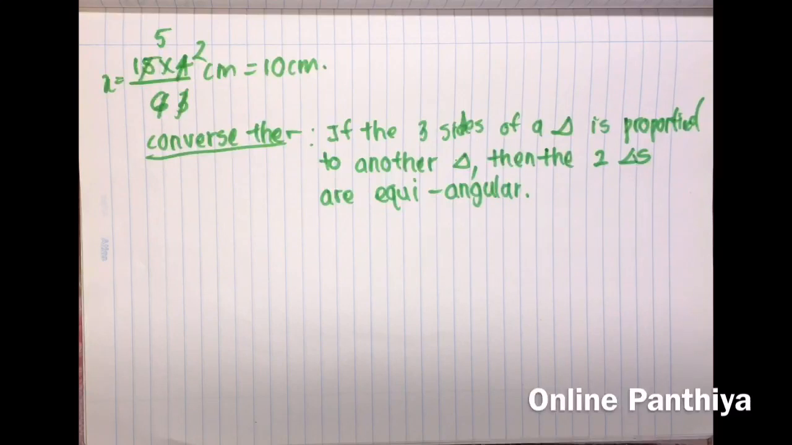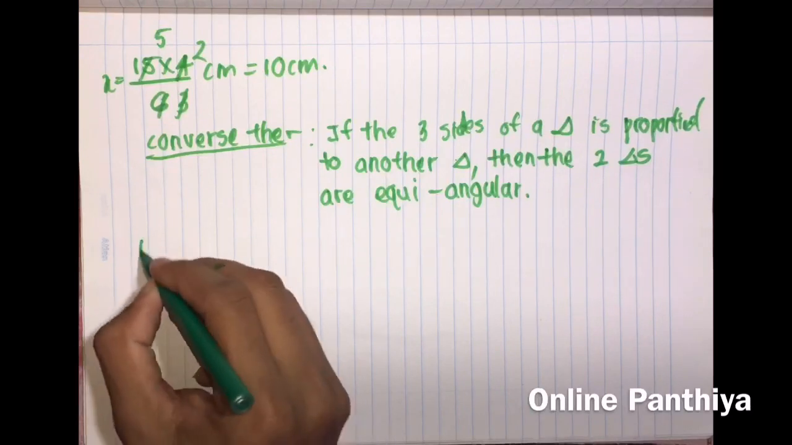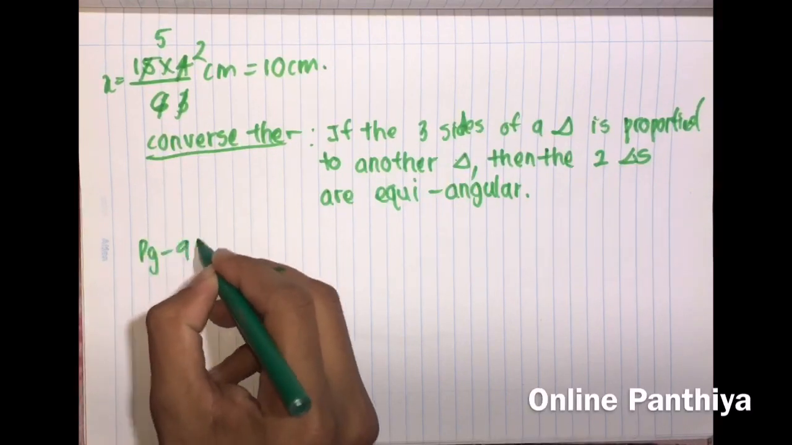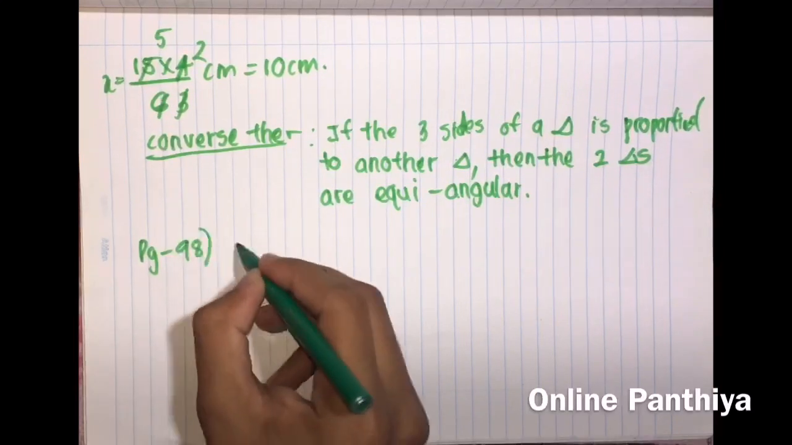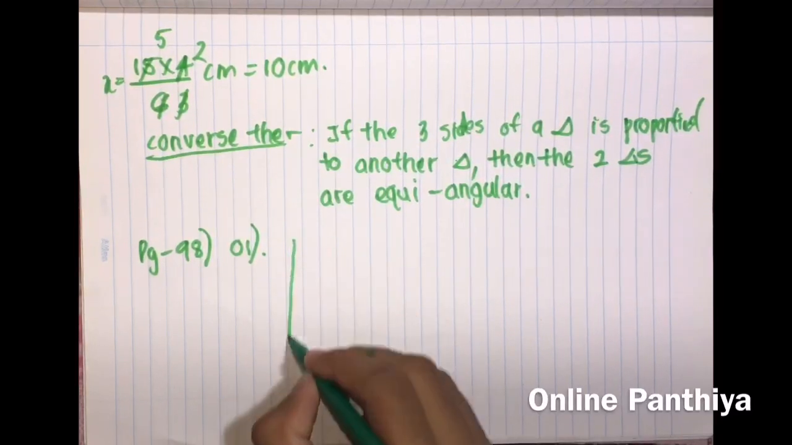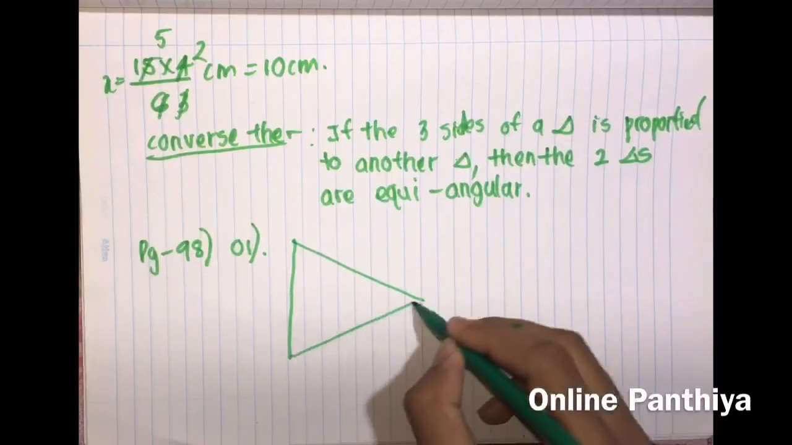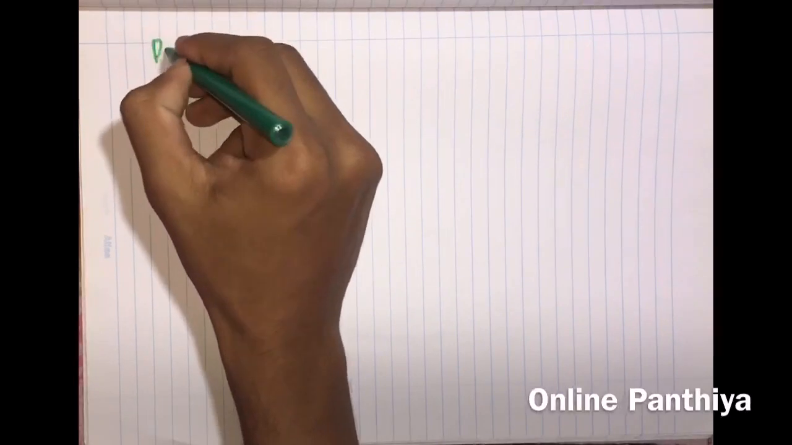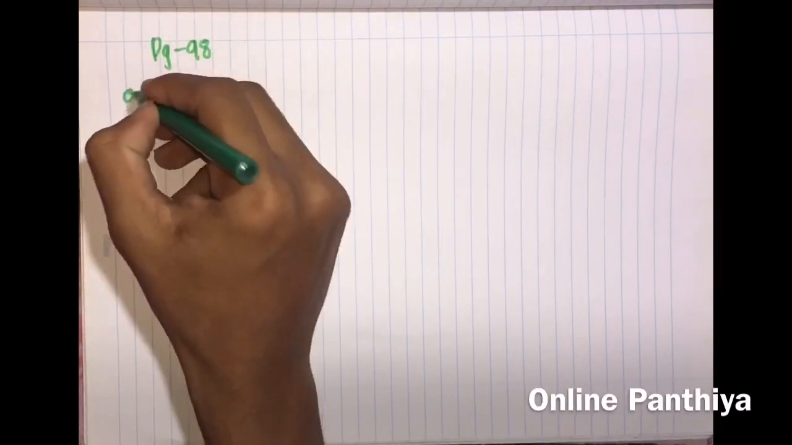Now let us check one question based on that. We'll go to page number 98 and check the first question. Okay, the diagram is given as this. Let us move on to the next page. Page 98, first question.